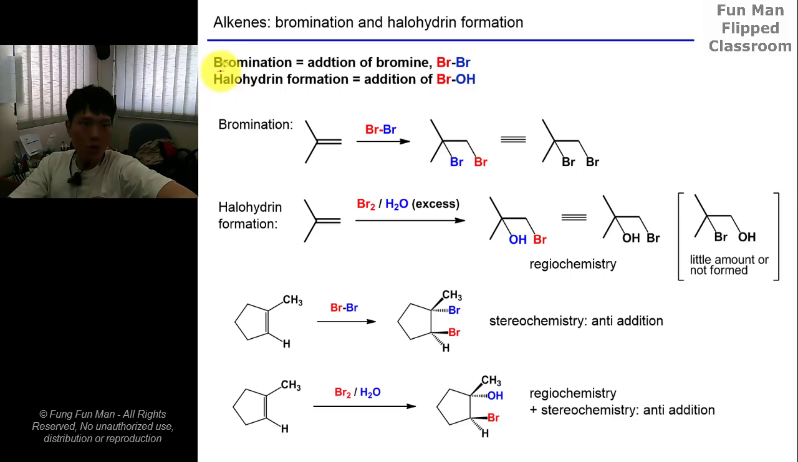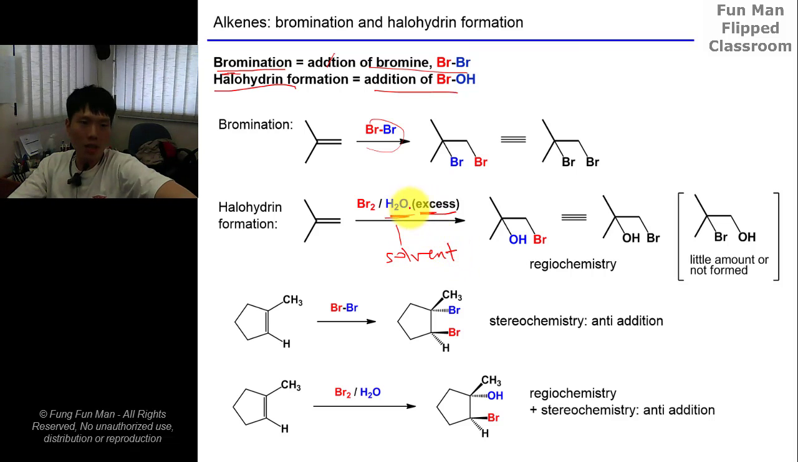Bromination, as the word suggests, is the addition of bromine. So Br2, that's what you use. For halohydrin, you add Br-OH. So for bromination, we add Br2. There's nothing much we can do. There's nothing arcane about it. There's only one way. For halohydrin formation, you add Br2 in excess water. So this acts as a solvent as well as the reagent here.